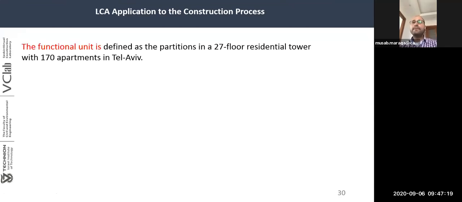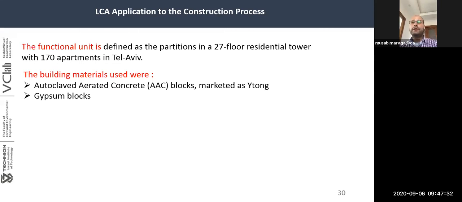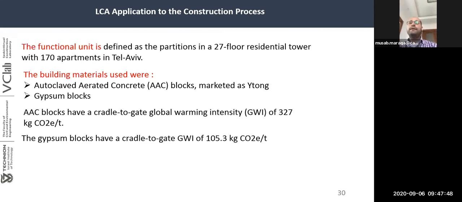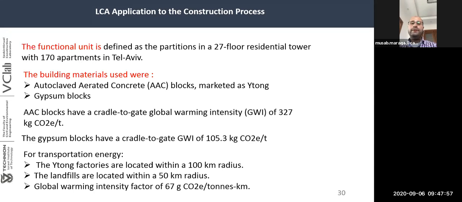After that, we did a life cycle assessment application to the construction process. The functional unit is defined here as the partitions in a 27 floor residential tower with 170 apartments in Tel Aviv. The building materials used were autoclaved aerated concrete blocks, which are marketed as Ytong blocks, and gypsum blocks. Ytong blocks have a cradle to gate global warming intensity of 327 kilograms CO2 equivalent per ton, while the gypsum blocks have a cradle to gate global warming intensity of 105.3 kilograms CO2 equivalent per ton. For transportation energy, the Ytong factories are located within a 100 kilometer radius. The landfills are located within a 50 kilometer radius, and the global warming intensity factor for transportation is 67 grams CO2 equivalent per ton kilometer.